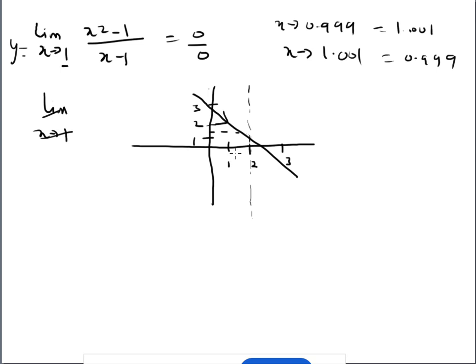Now test values are not allowed in the calculation or solving of limits because it's not accurate. It doesn't work for all examples, so you can't use test values. In your math exam, if you use test values, you'll be marked wrong immediately. So test values are not allowed. But to check your answer, sometimes the test value makes you sure that what you've done is actually correct.